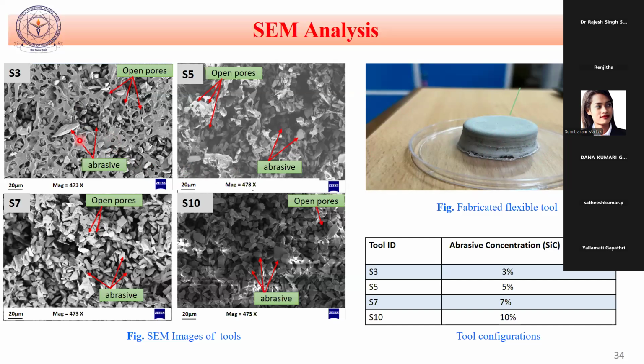Then we see that for the S3 tool, the abrasive percentage is less. So here, these abrasives are not much protruded out. This is covered by the matrix material, the PU material. But for the S5, S7, and S10 tool, here we see that these abrasives are homogeneously protruding out.